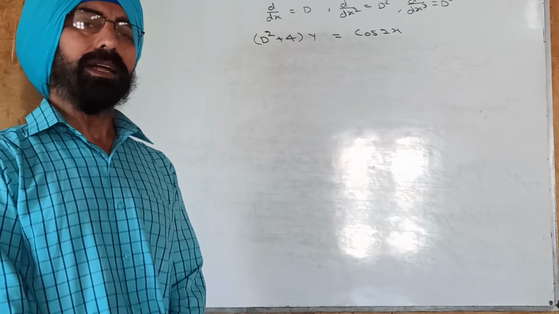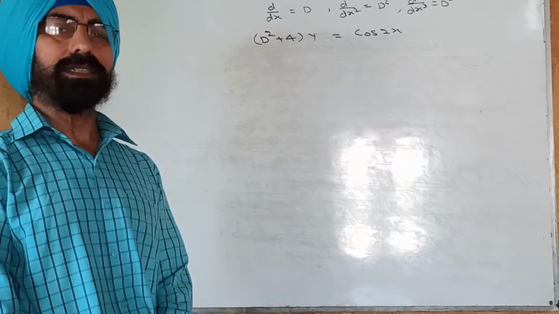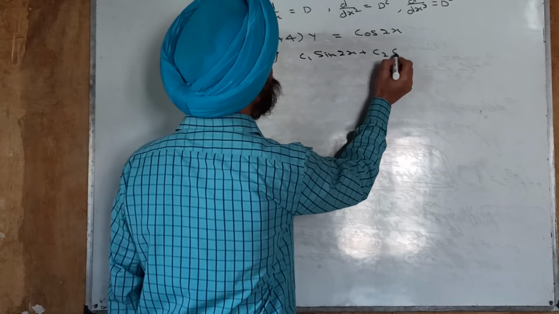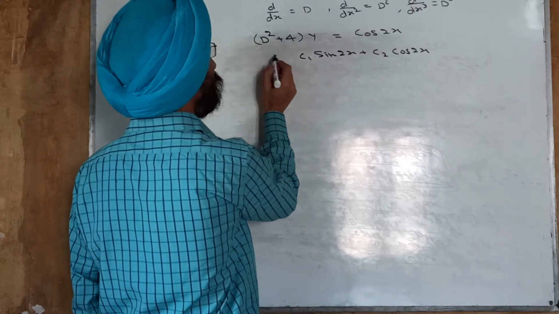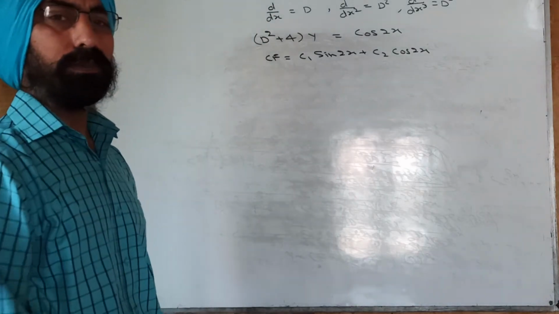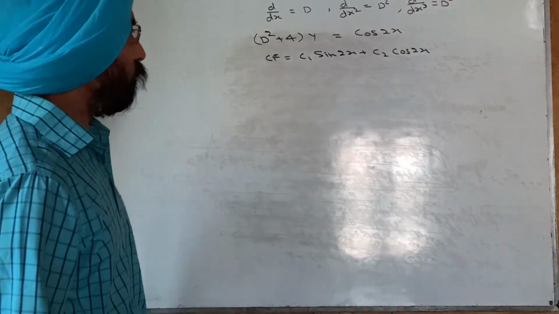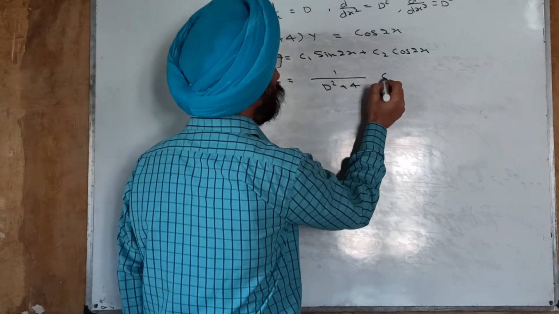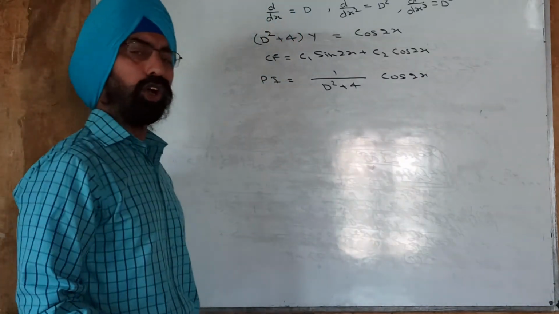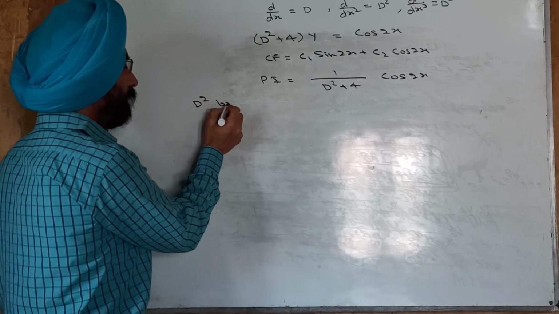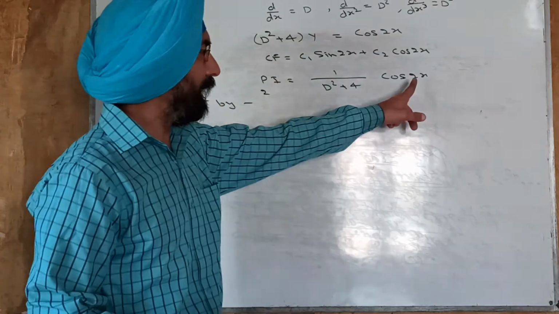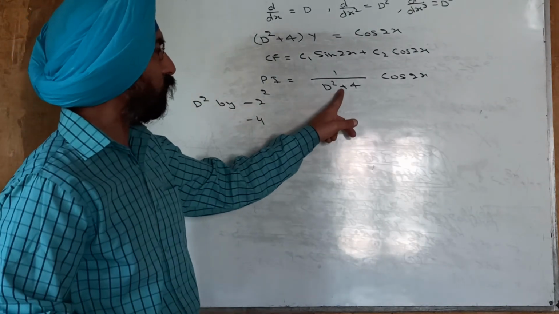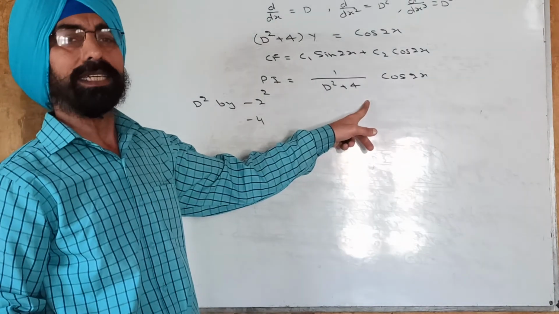So what will be the complementary function? c1 sin 2x plus c2 cos 2x. This will be your complementary function, the part of the final solution that is due to the complementary function. Now, what is the particular integral? The particular integral is 1 upon D square plus 4 cos 2x. Our job is to replace D square by minus a square. What is a here? a is 2. So we replace D square by minus 2 square, that means minus 4. So it will be minus 4 plus 4, which is 0. So it is a case of failure.